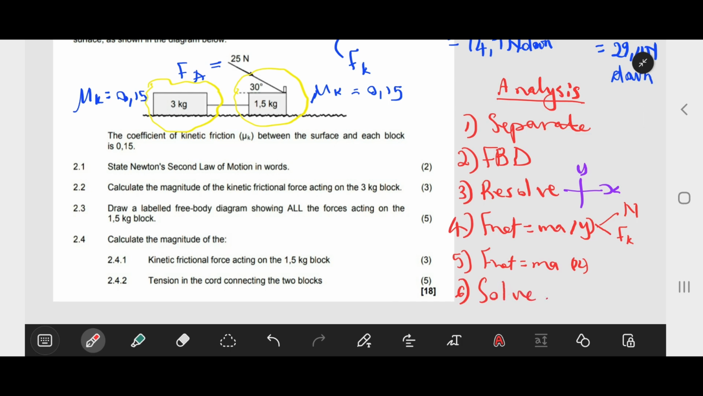All right, so let us start with step number 1. We separate the objects, right? So we agreed that we're going to be applying Newton's laws on these objects separately. And then step number 2, we draw the free body diagram for both objects. So let us start from step number 2.